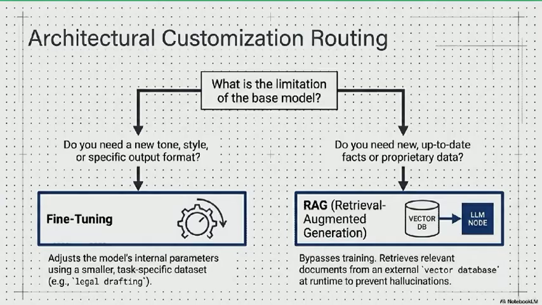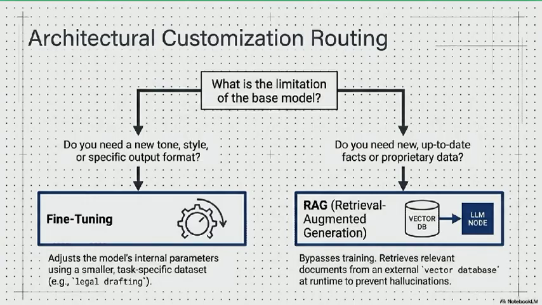How do we actually bend this chaotic machine to do exactly what we want reliably? This is where we transition from the raw science of the architecture into the art of steering the model. The materials call this architectural customization routing. Okay, routing. Before you do anything, you have to diagnose your specific problem. What is the actual limitation of the base model that you are trying to overcome? And the blueprint gives us a clear fork in the road here.